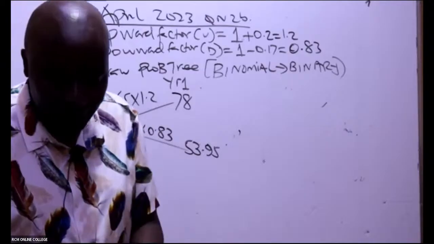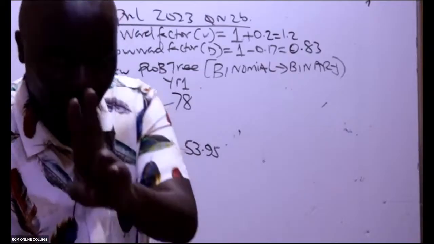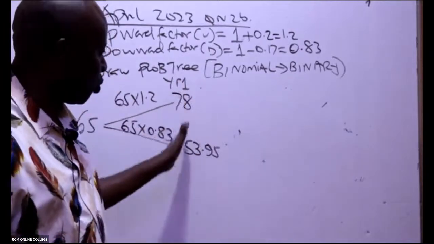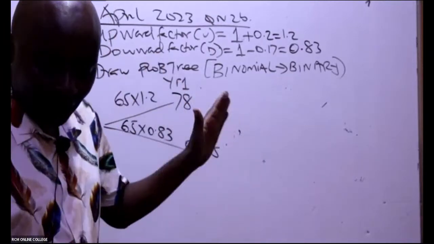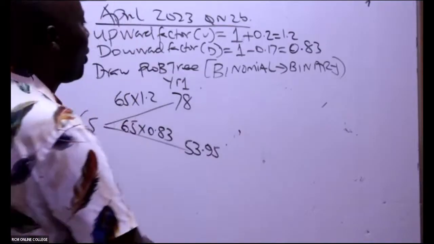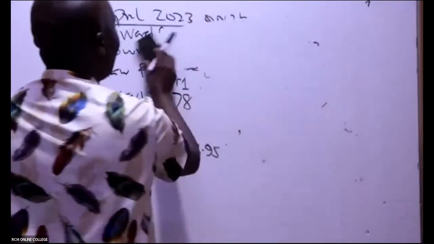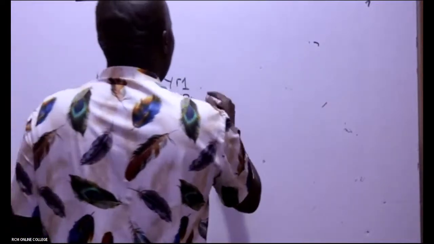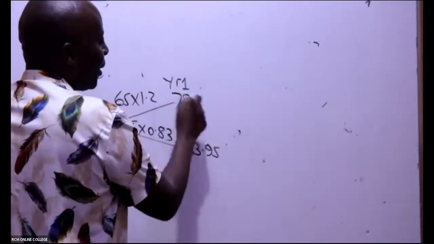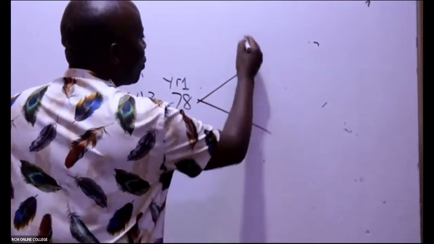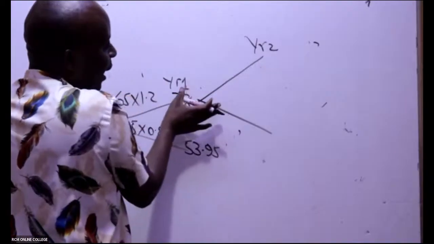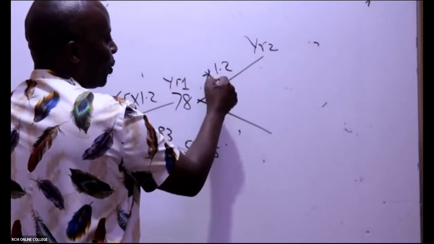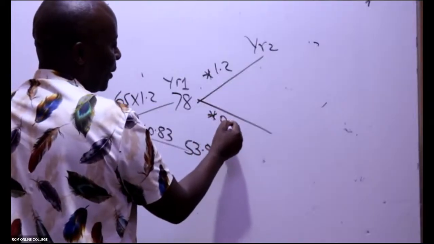Remember, they have told us to use what here? Two periods, to use 2 periods. So this is period 1. Then now we go to period number 2. So period number 2, how does this behave? There are 2 possibilities. If the price was 78, when we go to year 2, we could either again have this thing going up or down. So if it goes up, I multiply by 1.2. If it goes down, I multiply this by 0.83.